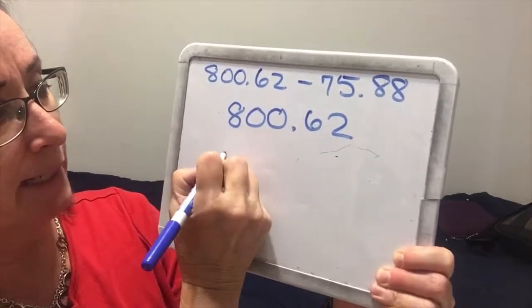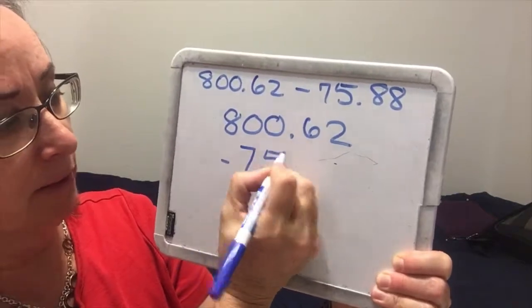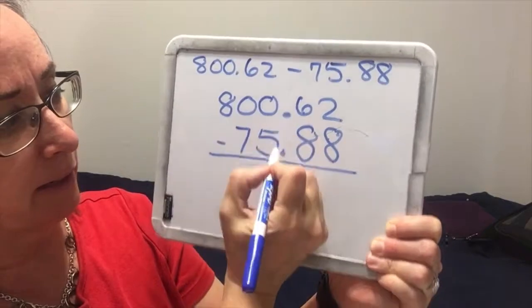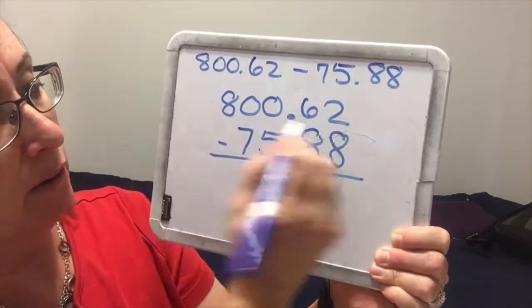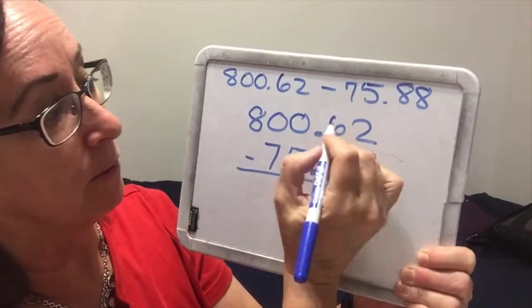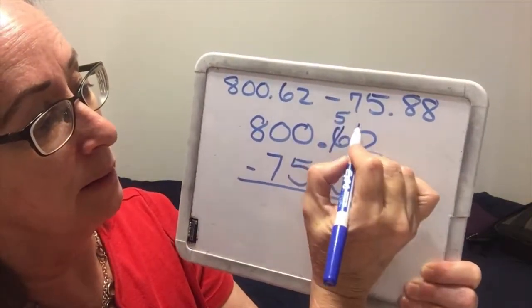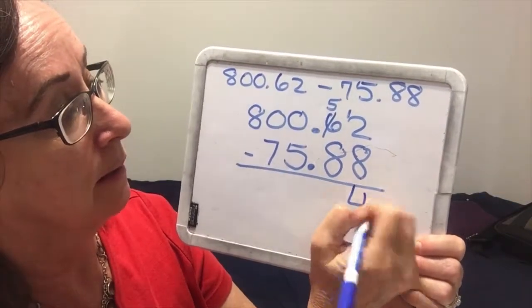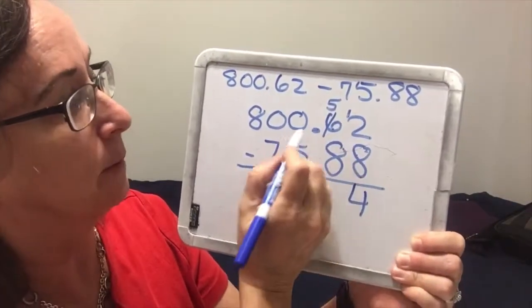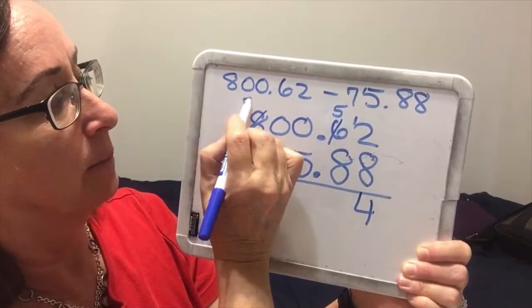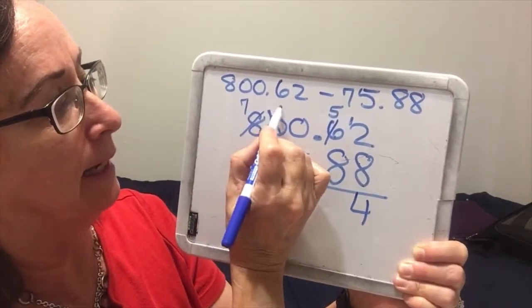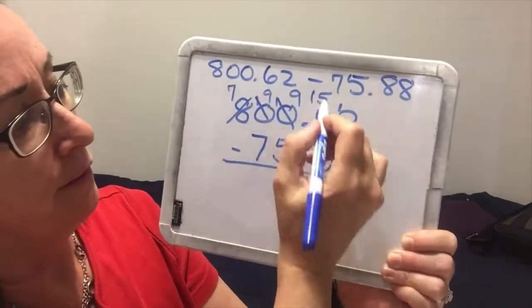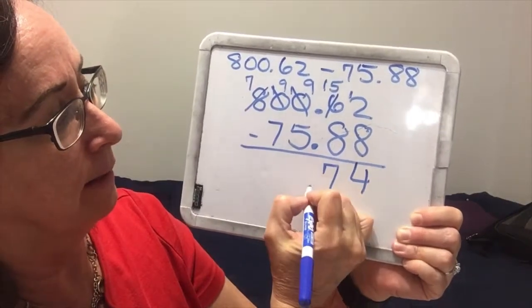800.62 minus 75.88. I always have to line up my decimals there and there. And so now 2 minus 8 doesn't work. I'm going to have to go over here and borrow, carry that one over. 12, take away 8 is 4. 5, take away 8 doesn't work. Oops, I'm going to have to go way over here. And I'm going to borrow from him, make that a 10, borrow again, make that a 10, borrow again. And now 15, take away 8 is 7.